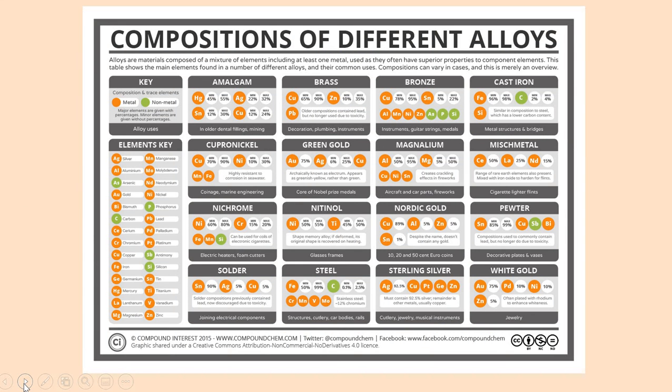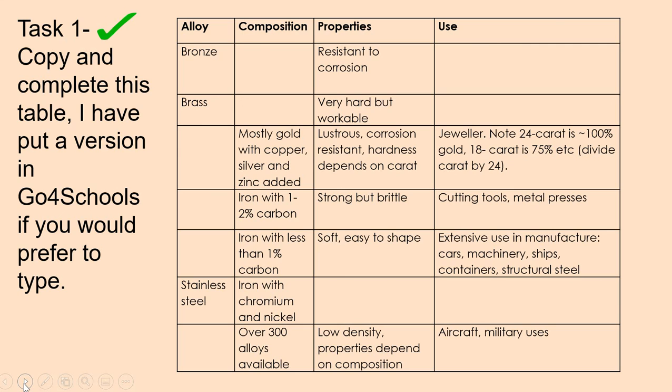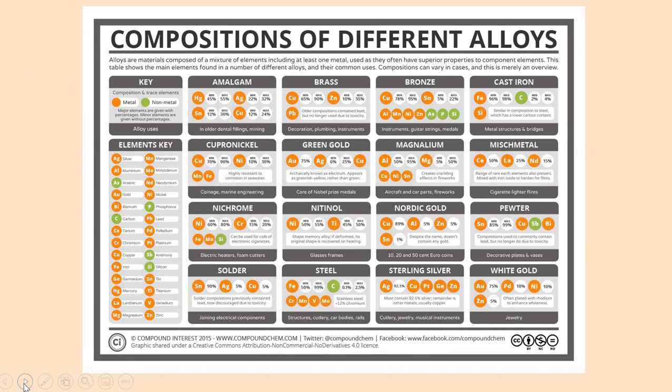So this infographic shows the compositions of different alloys and will help you complete the table in task 1. I recommend pausing the video here and opening these two documents in Go for Schools so that you can zoom in and work on this much easier. Join us back in the video once you've completed that.